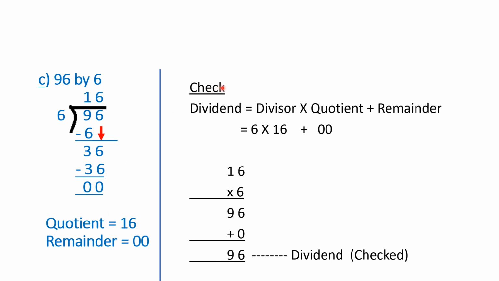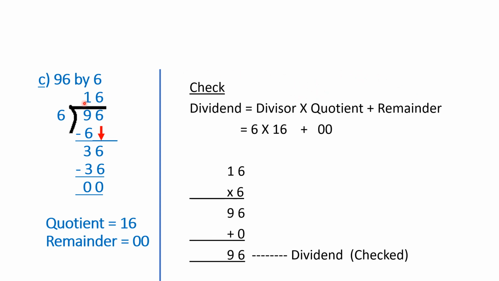Now it's time to check, children. Write here the formula. Dividend equal to divisor into quotient plus remainder. So what will you do? You will multiply divisor and quotient and then you will plus this remainder. So you have to find divisor and quotient and then you will multiply.